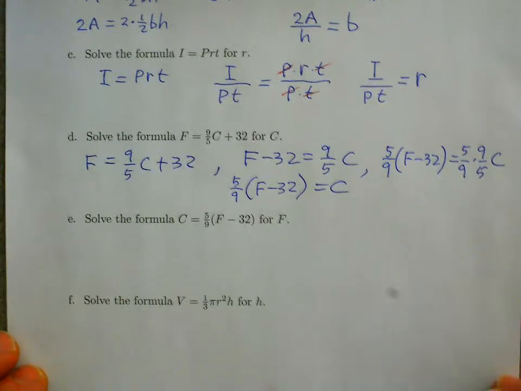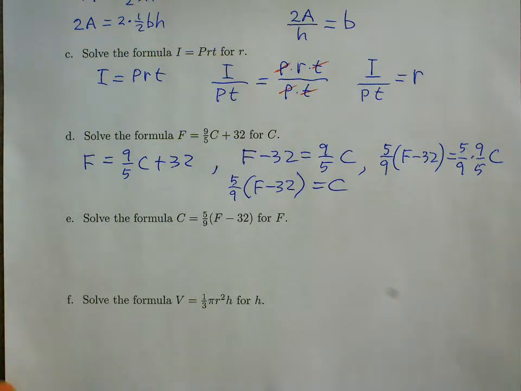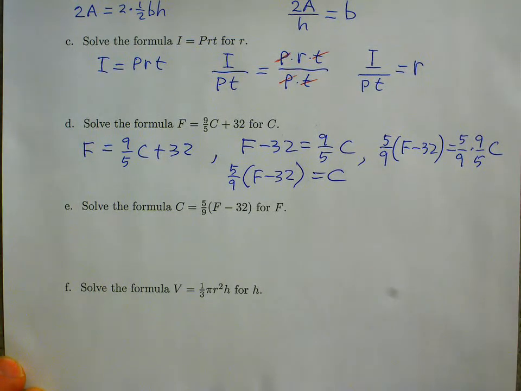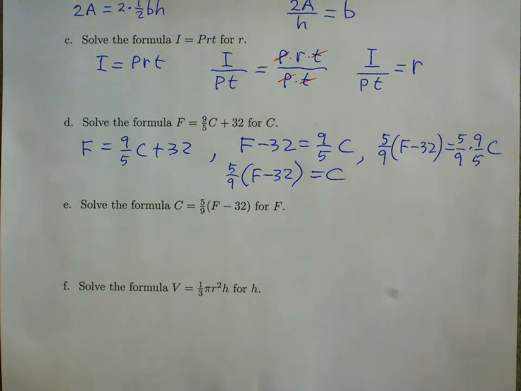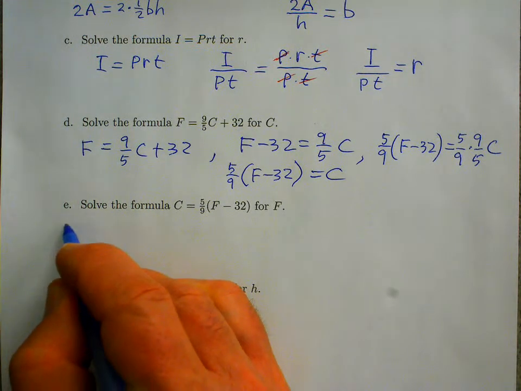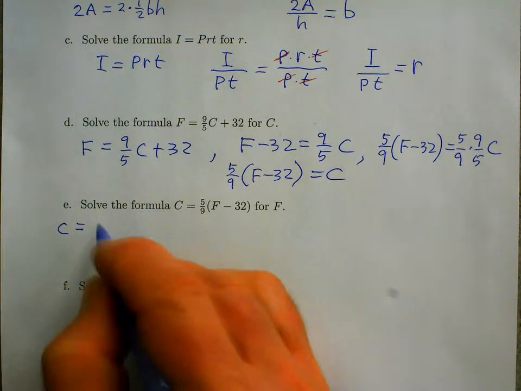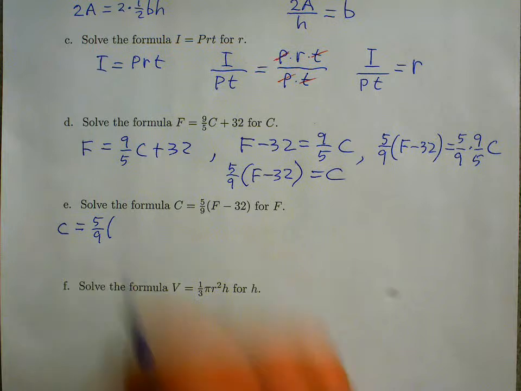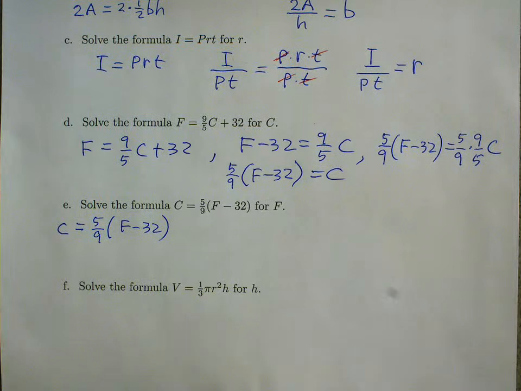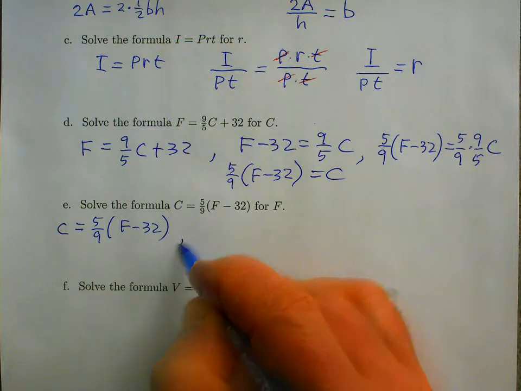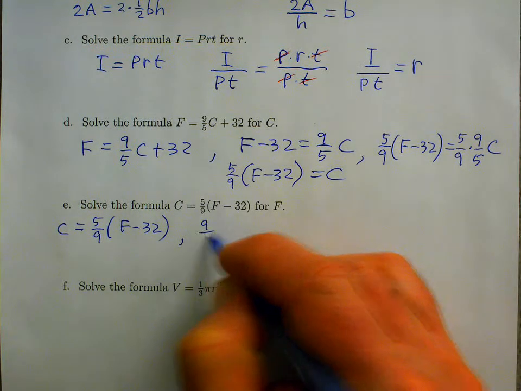Okay, then the next formula: solve the formula C equals 5/9 times the quantity F minus 32 for F. So rewrite the formula in the space provided. C equals 5/9 times F minus 32. Since on the right-hand side we have a factor of 5/9, we want to multiply both sides by the reciprocal of 5/9, which is 9/5. So multiply both sides by 9/5.